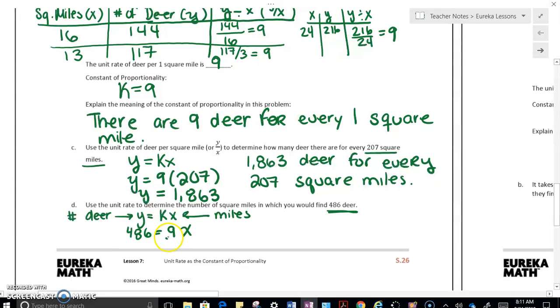So we want to go ahead and work backwards. We're going to divide by 9 on both sides. And 486 divided by 9 is equal to 54. So the number of square miles in which you would find 486 deer is 54.